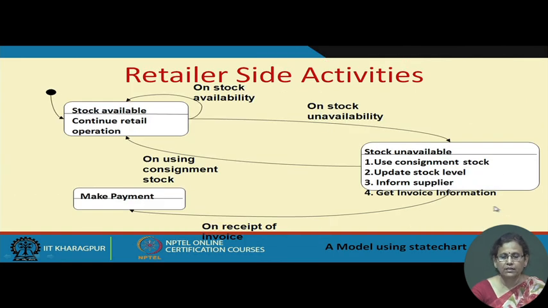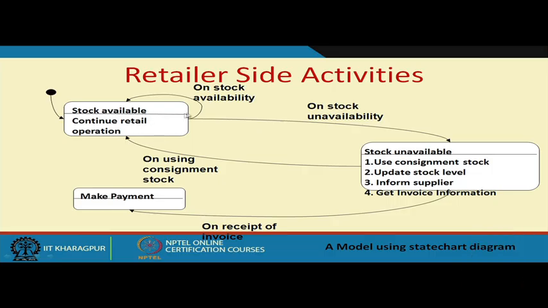Now, let us go to the retailer side activities. This is again a state chart model. When the stock is available at the retailer's point, the retailer continues using it. When the stock is over, he will use the consignment stock. Accordingly, he will update his own stock level, because it will go to his own inventory. Then he will inform the supplier that he has started using the consignment stock.